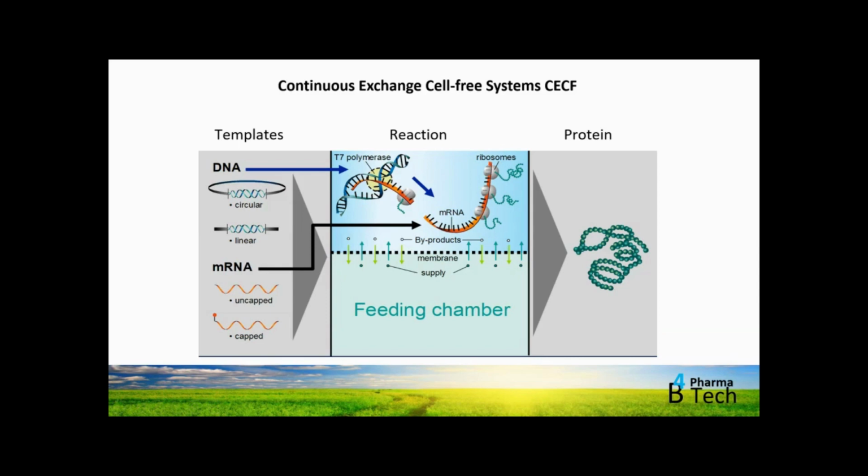On the other hand, if you do not want to work with a coupled system and you want to avoid any polymerase, of course, RNA, either capped RNA or non-capped RNA, can be directly spiked into the reaction. In this dialysis mode, the so-called continuous exchange cell-free system, byproducts are constantly removed. This prolongs the reaction time up to 24 or even 48 hours, leading to high yield production of a protein, and ATP and GTP are replenished through a 10 kD membrane.